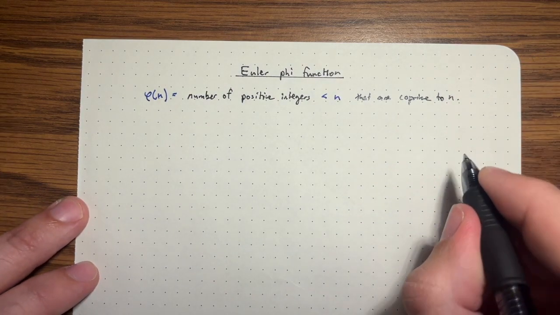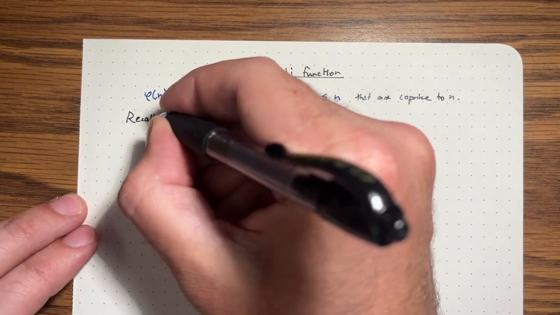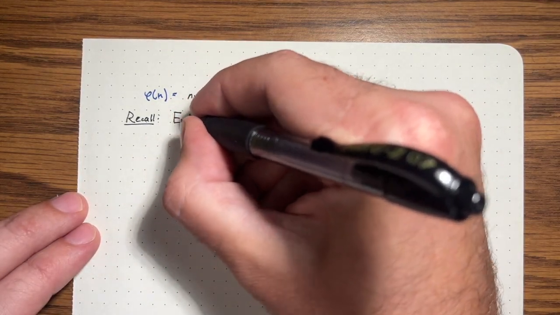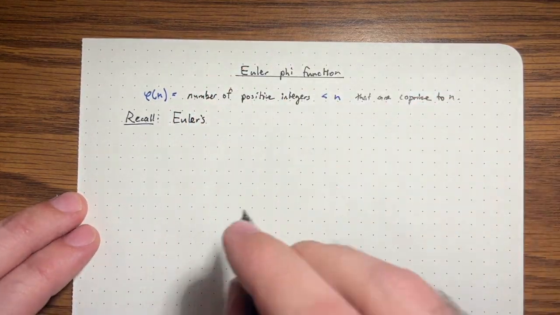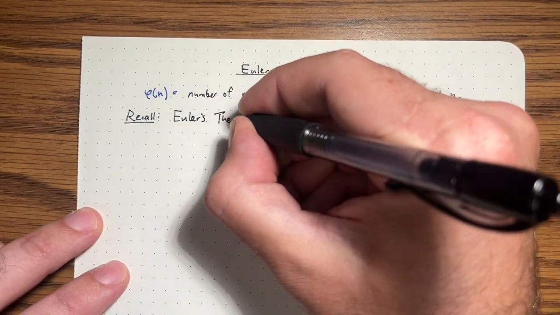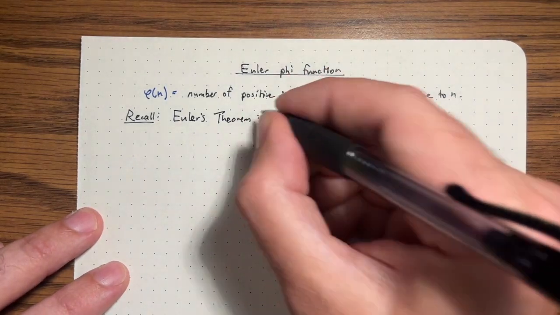And as you'll recall from the previous lecture, this function came up in Euler's theorem. That's also why it's called the Euler Phi function. Euler was the mathematician who introduced this. So just to remind you what Euler's theorem says.